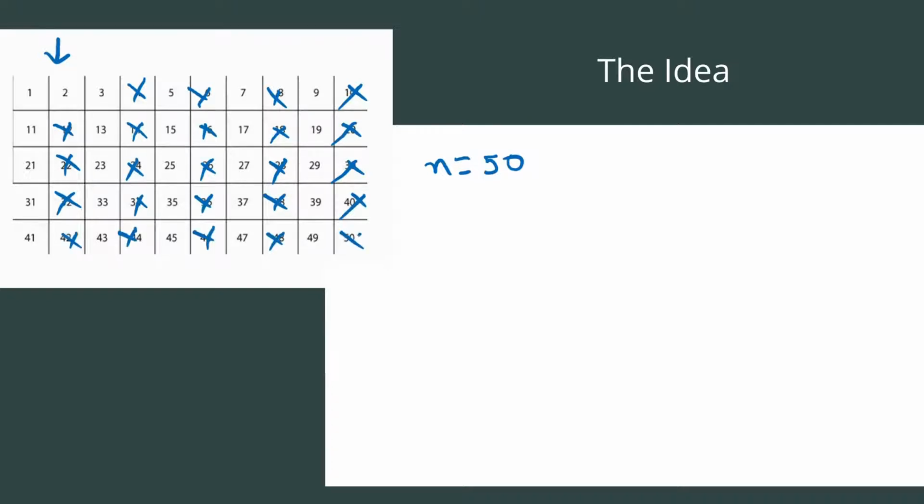Let's try to understand this problem by taking an example where n is equal to 50. What we have to do in this process is eliminate, or mark, all the numbers which cannot be prime numbers. So we'll start with 2 and we'll eliminate all the numbers that are multiples of 2. That is 4, 6, 8, 10, 12, 14, 16, 18, 20, 22, 24, 28, 40, 44, 46, 48 and 50.